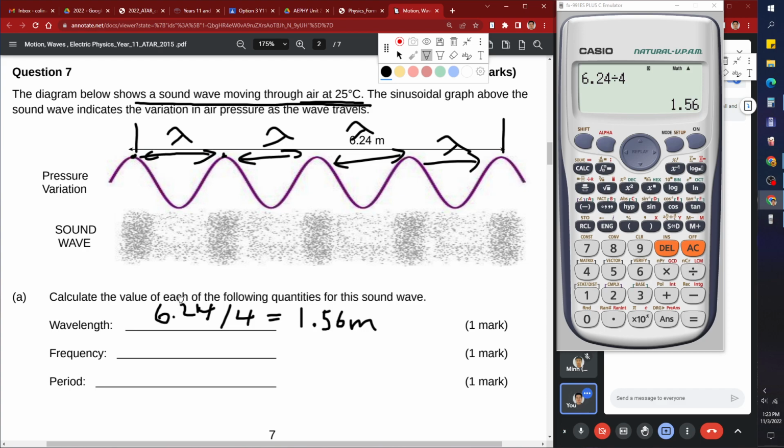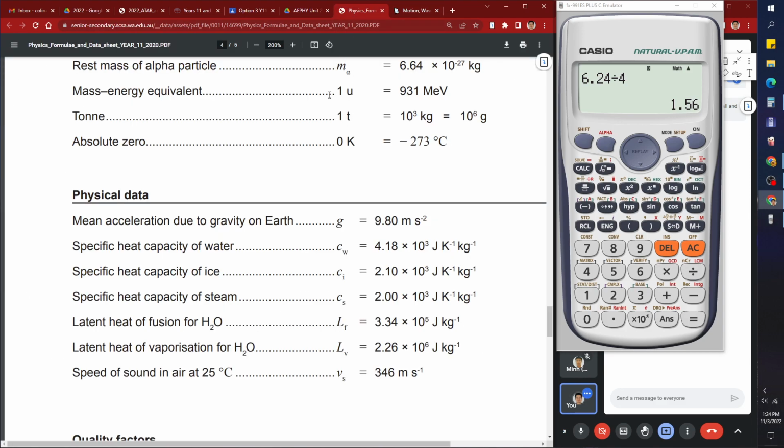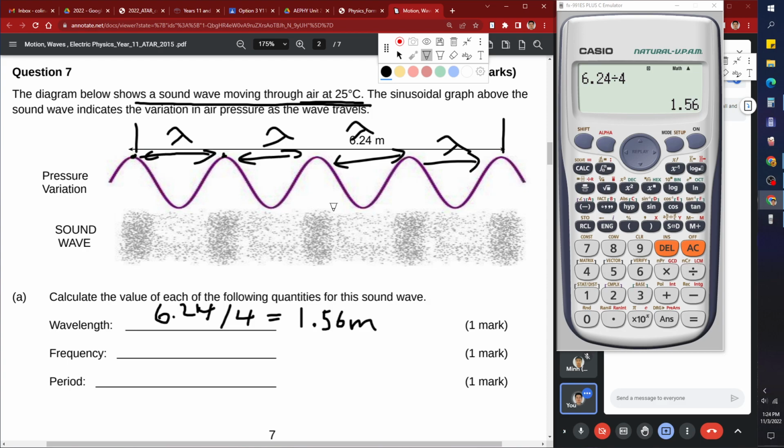Frequency. Well, we don't have a time for how many of these wavelengths are seen, right? What we are given is air. Sound moves at a certain velocity. The sound has a fixed velocity depending on the temperature. How do I know this? Because it's 25 degrees Celsius. The speed of sound in air at 25 degrees Celsius is 346 meters per second. It is a constant. Of course, if the temperature changes, then the speed of the sound wave is different.